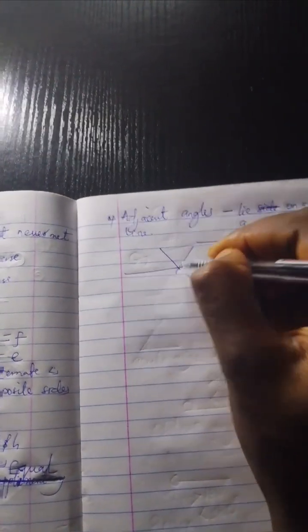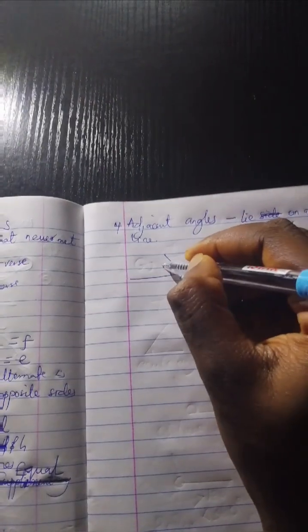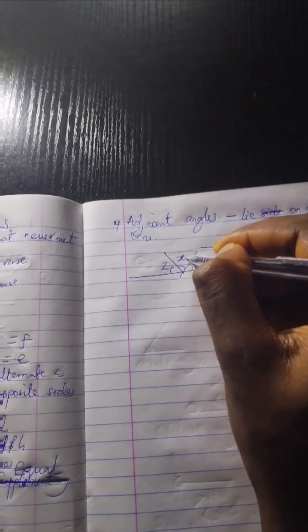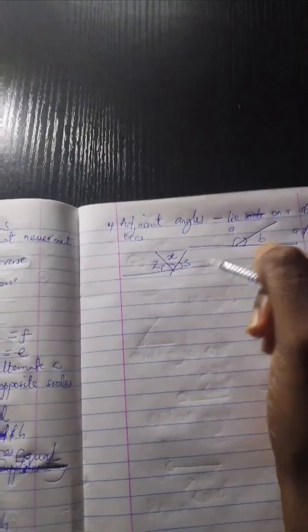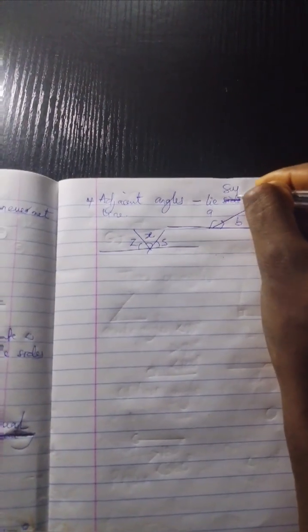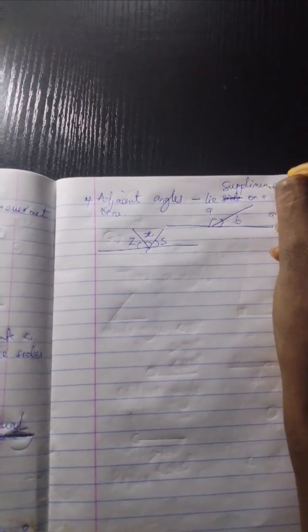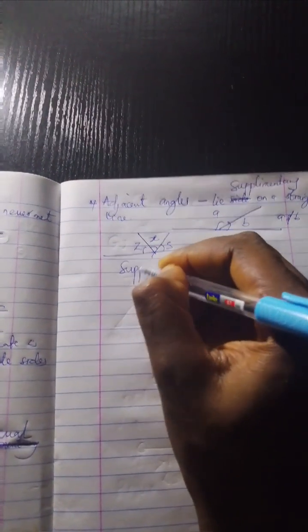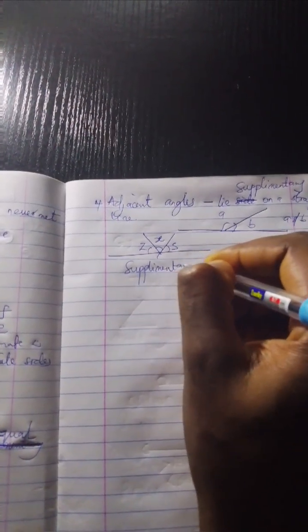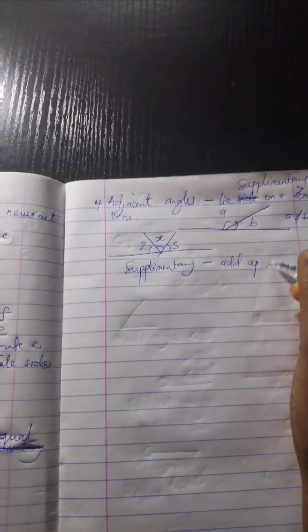You can also have more than two angles. You can have maybe something like this. You have an angle here, angle here, angle here, maybe X, Z, S. So the three of them are adjacent angles. And the characteristic of adjacent angles is that they are supplementary. And what are supplementary angles? Supplementary angles are angles that add up to 180 degrees. So when you add them together, you are getting 180 degrees.